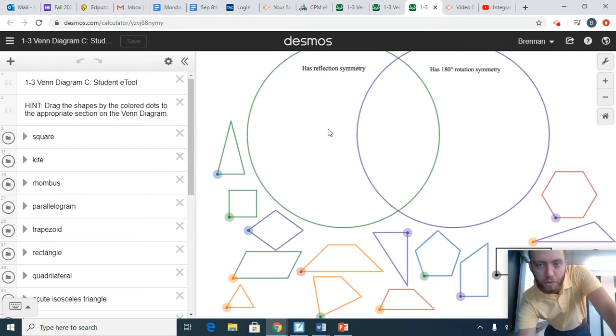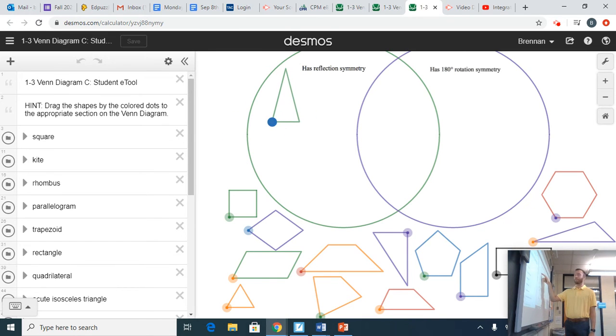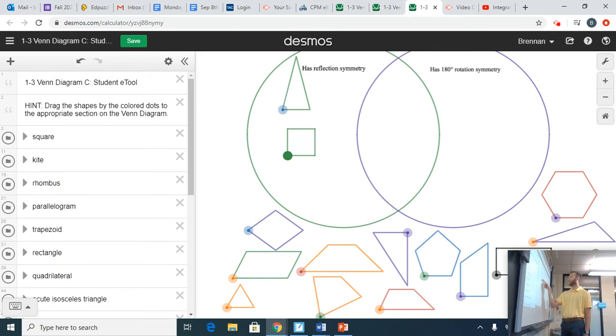We got one more to go through, and this one is more what this section is about. It has reflection symmetry and has 180 degrees rotation symmetry. Our isosceles triangle has reflection symmetry down the middle, but if we rotate it 180 degrees, it's going to be upside down, hanging the wrong way. So that's a no-go. The square has reflection symmetry four ways, and you can also rotate it 180 degrees and get itself. If we flip it upside down, it's going to be itself.